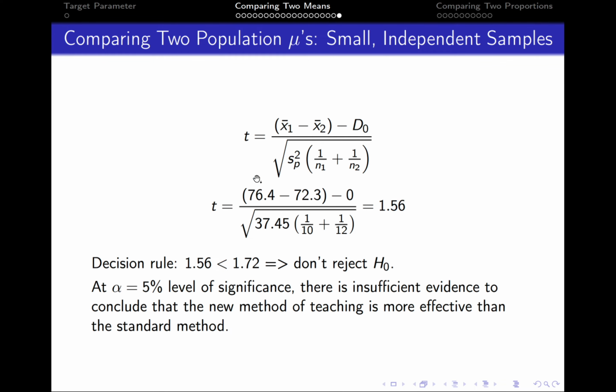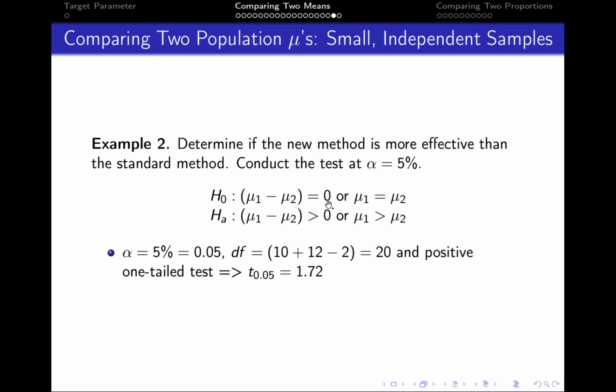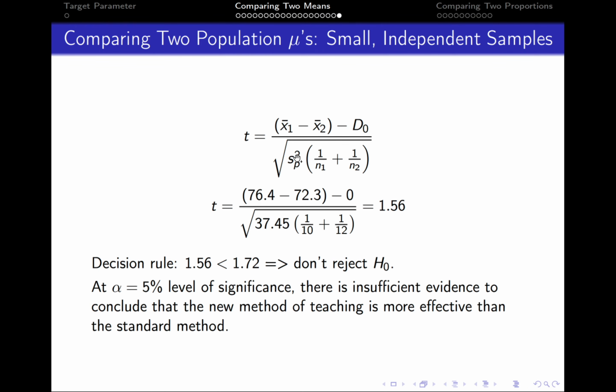In the next step, we estimate the t statistic. So x1 minus x2, 76.4 minus 72.3. This zero is the value from the null hypothesis, and in our case it is 0. Then SP squared is 37.45. We got it in the previous step. n1 is 10 and n2 is 12. So we get the t value of 1.56.